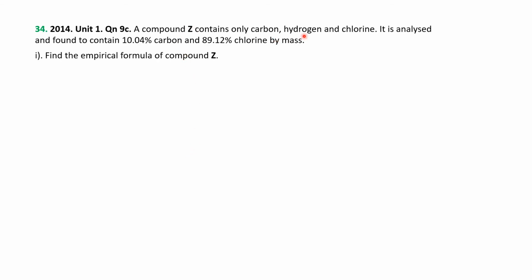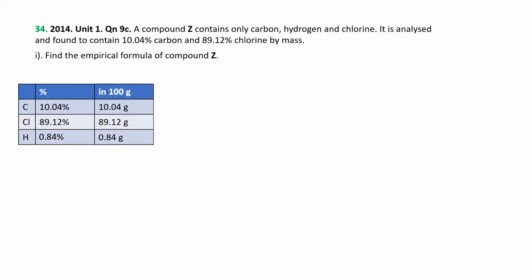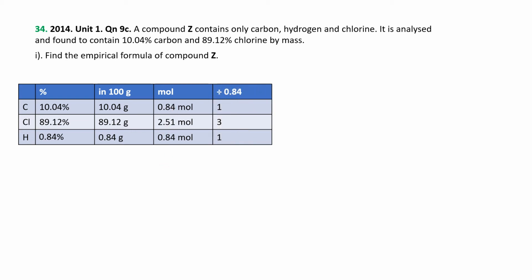Compound Z, carbon, hydrogen, chlorine, 10.04% carbon, 89.12% chlorine. Add those up and you get 99.16, subtract it from 100 and you get 0.084% hydrogen. Turn that to grams, turn those to moles, and divide by the smaller number, which in this case is 0.04, and we get 1 to 3 to 1. Thus the empirical formula, CHCl3.